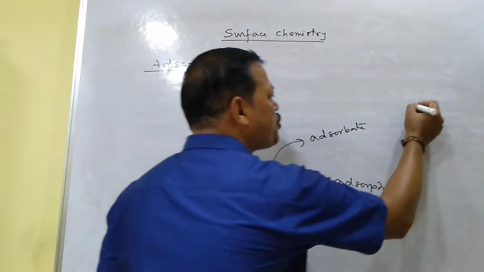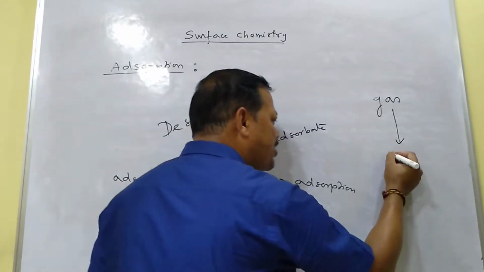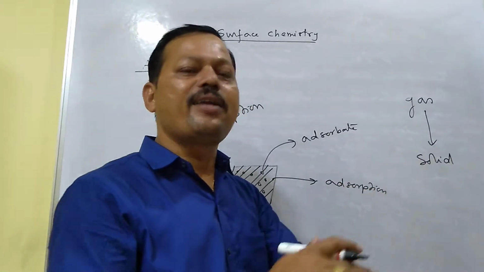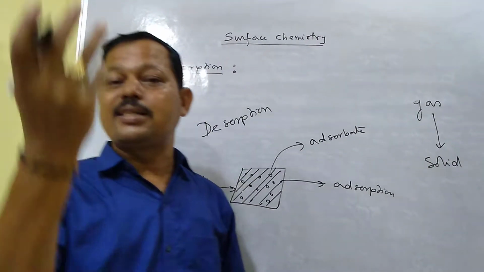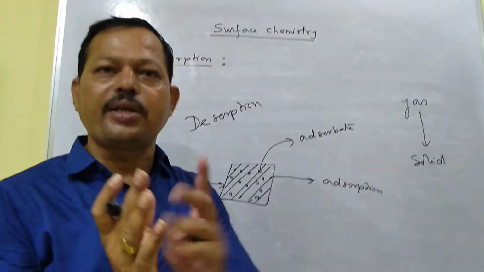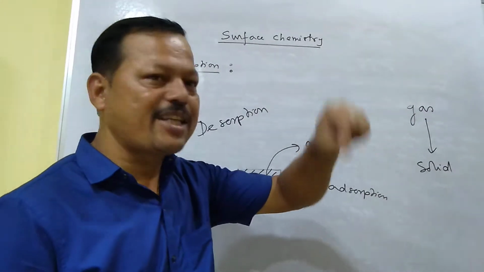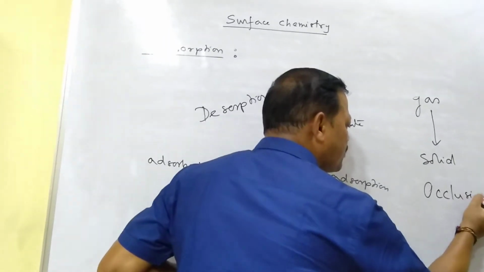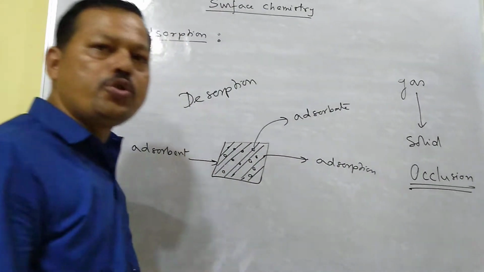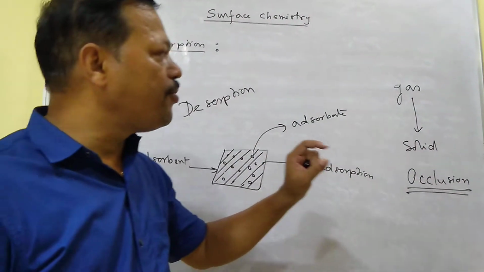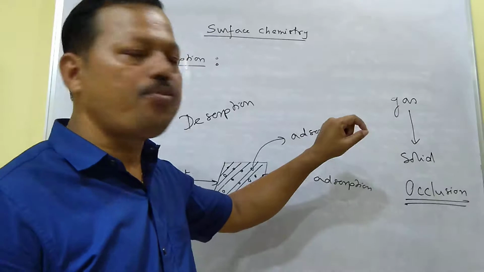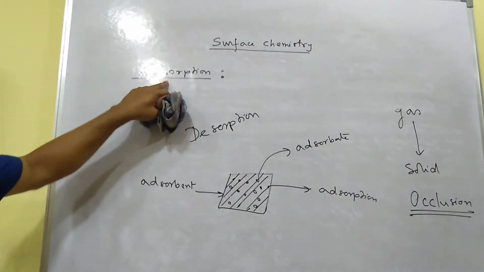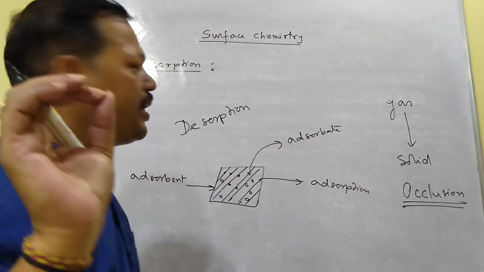And one special thing you should know: when a gas is adsorbed on a solid, suppose some gas molecules come onto a solid and get adsorbed. For example, hydrogen gas is adsorbed by the palladium metal. Palladium is a solid metal, and hydrogen is a gas. When hydrogen gas is adsorbed on the solid palladium metal, that process is called occlusion. The term occlusion is used only for a gas on a solid. So this is about adsorption. Always remember, adsorption is a surface phenomenon.